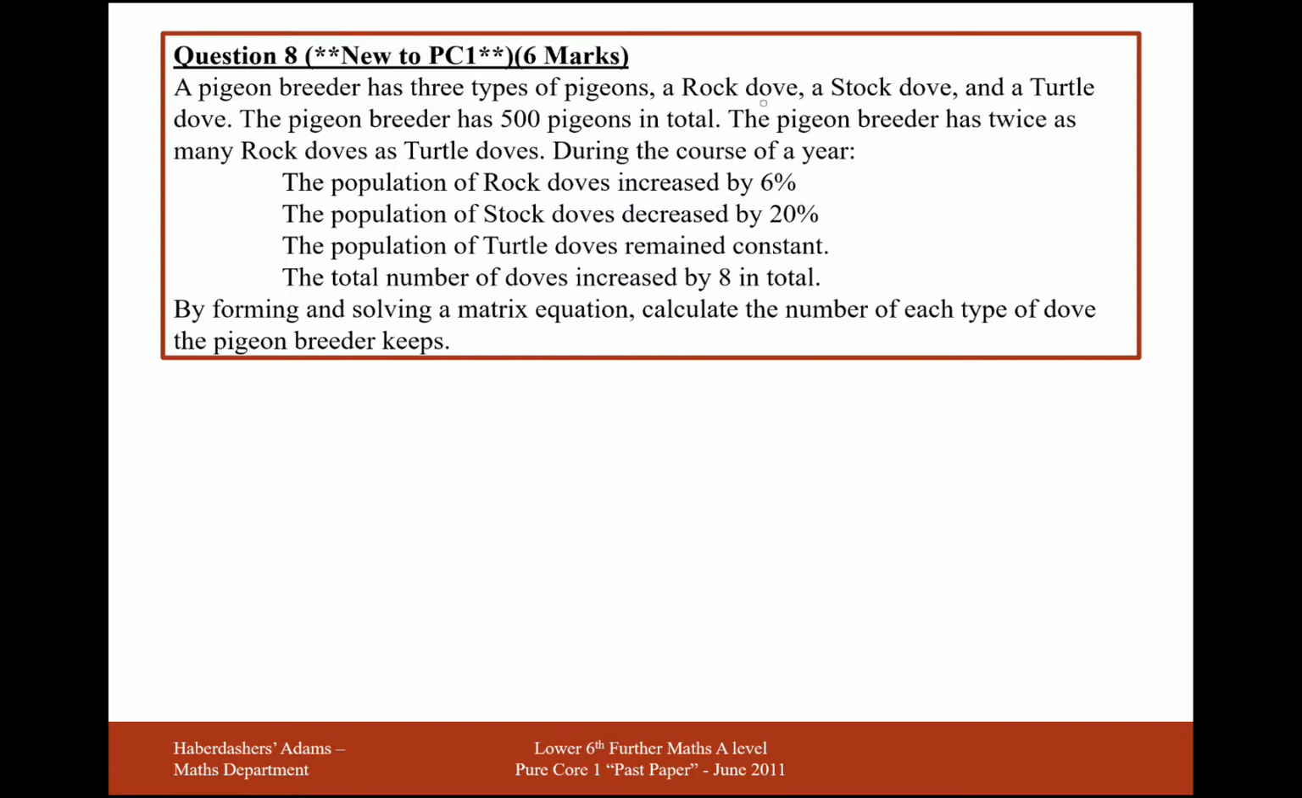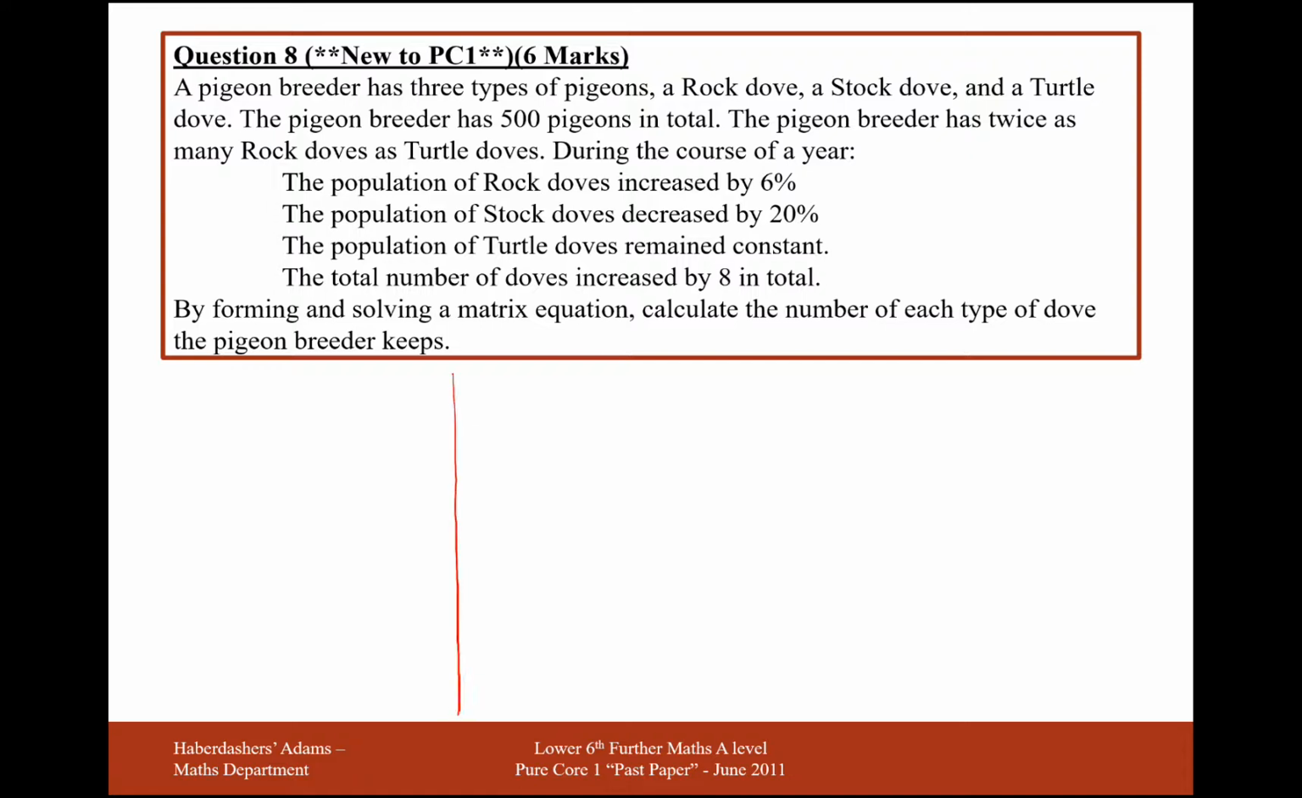A pigeon breeder has 3 types of pigeon: rock, stock and turtle dove. The pigeon breeder has 500 pigeons in total. The pigeon breeder has twice as many rock doves as turtle doves. During the course of a year, we have some percentage increases and decreases of the different types of doves. In total, they increase by 8. By forming and solving a matrix equation, calculate the number of each type of dove the pigeon breeder keeps.